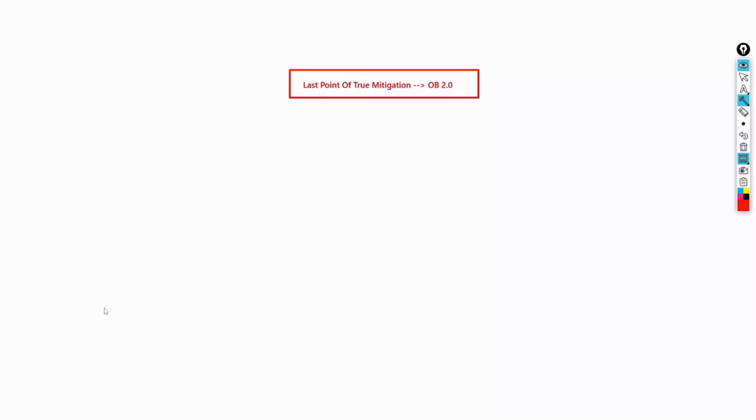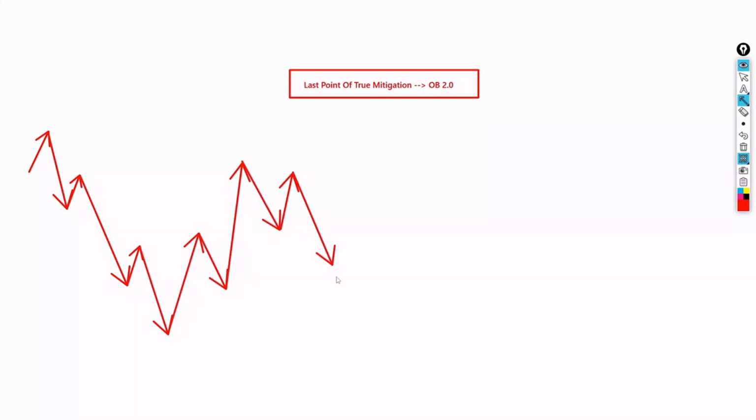So let's imagine that you have a market that looks like this. Let me redraw it just so I can illustrate my point better. Okay, you have a market that looks like this.